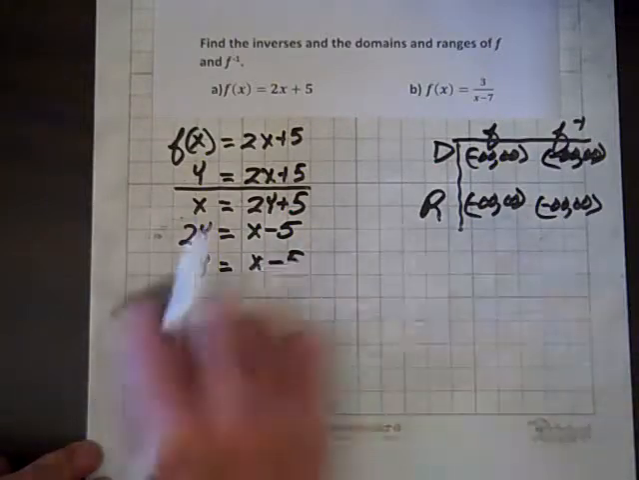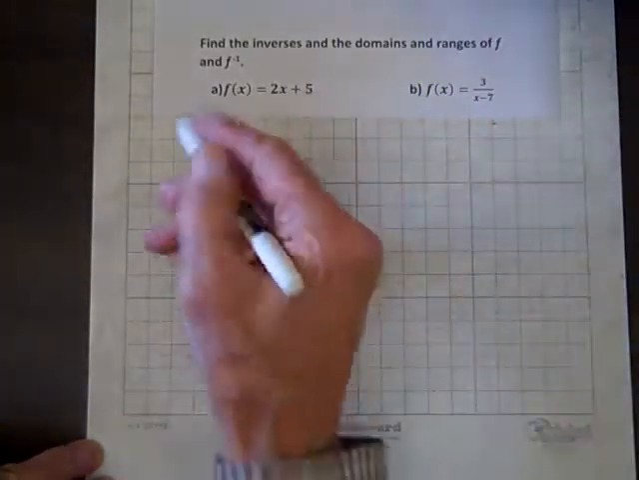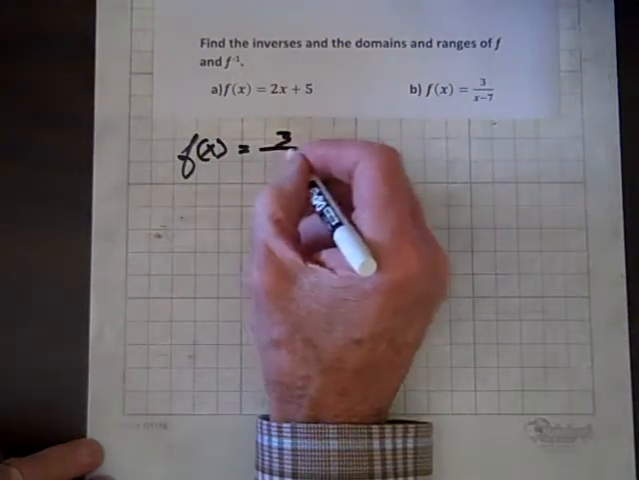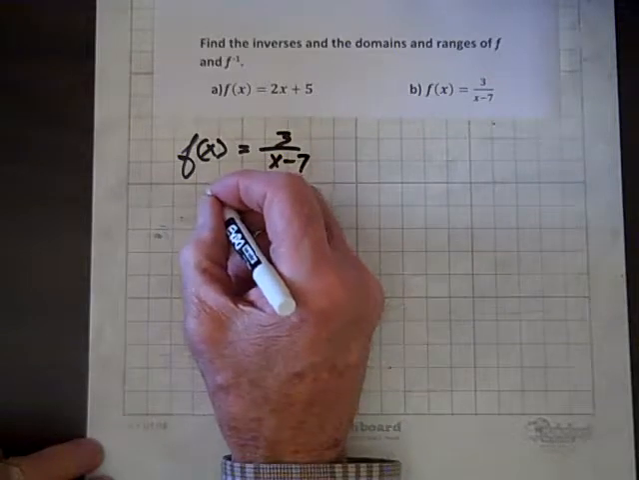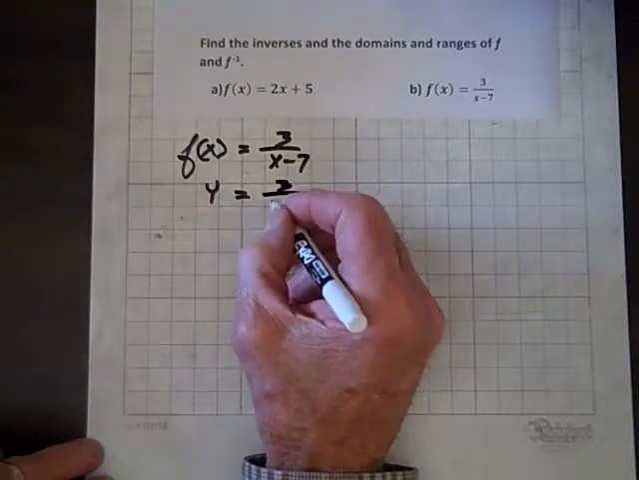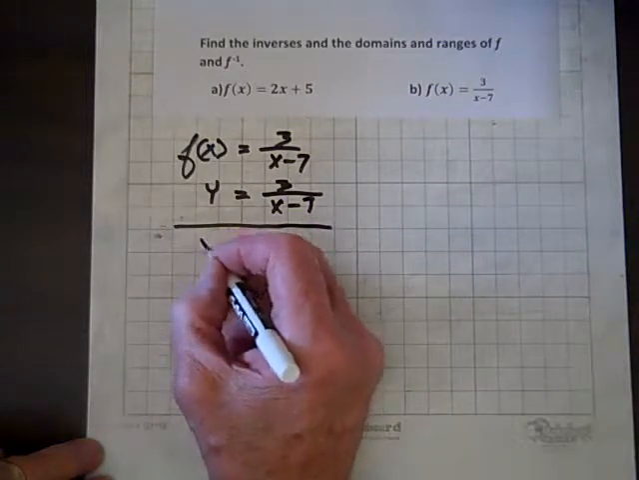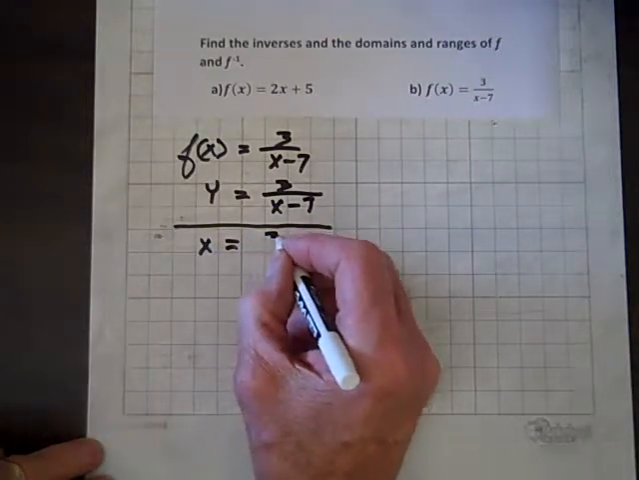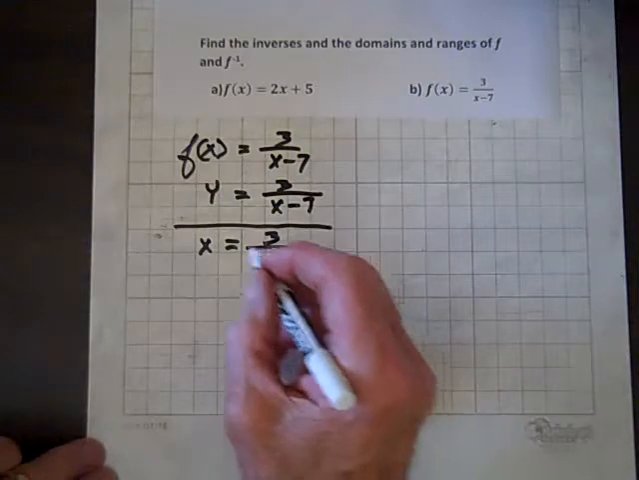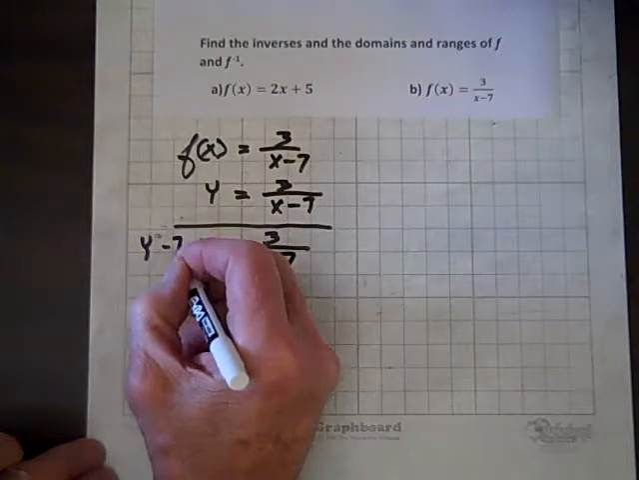So let's do the next one. And we have f of x equal 3 over x minus 7. So we'll replace f of x with y, and we get y equals 3 over x minus 7. Then we'll exchange x and y. So we get x equals 3 over y minus 7. Now we need to get rid of the denominator, so we'll multiply both sides by y minus 7.